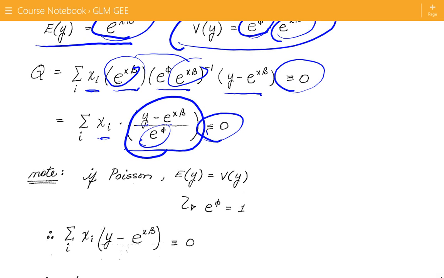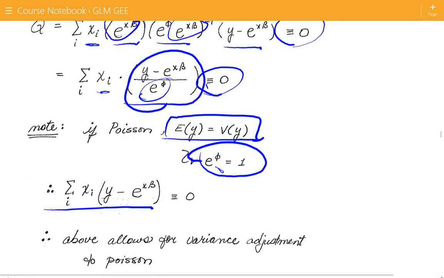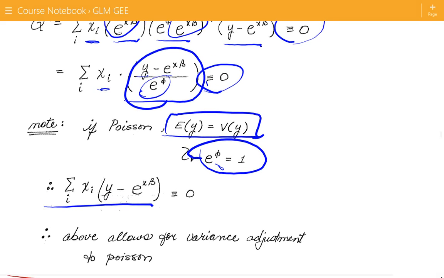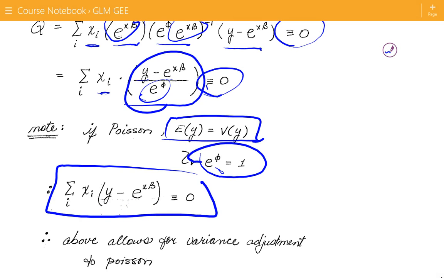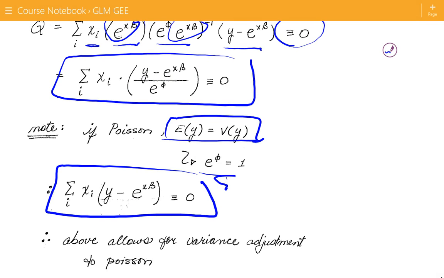Now this is a setup for almost a Poisson. In other words, a Poisson would have the expected value of y equal to the variance, which would make e to the φ equal to 1. So this would be our Poisson regression, or Poisson estimation in a generalized linear model approach. So if instead of using this for the Poisson, which has e to the φ equal to 1, we were to use these estimating equations, it would allow for essentially an adjustment of the variance. It would allow for a variance-inflated Poisson, because it would allow for estimating an inflation factor on the variance, and that's what that e to the φ is.